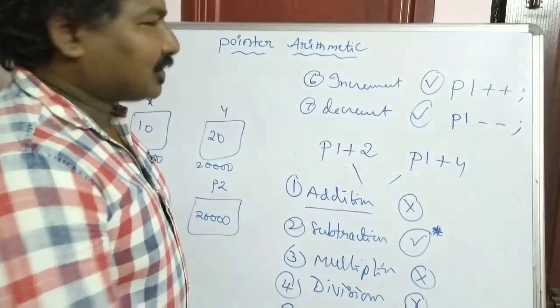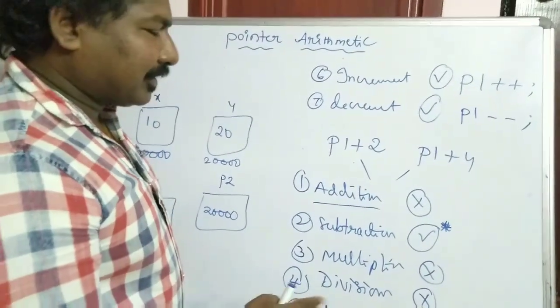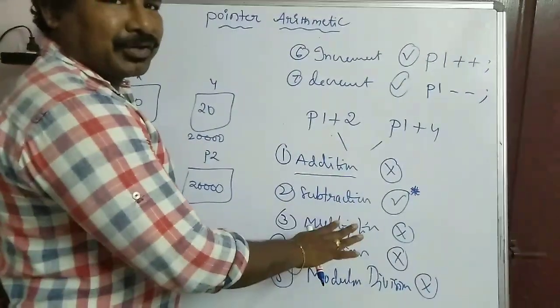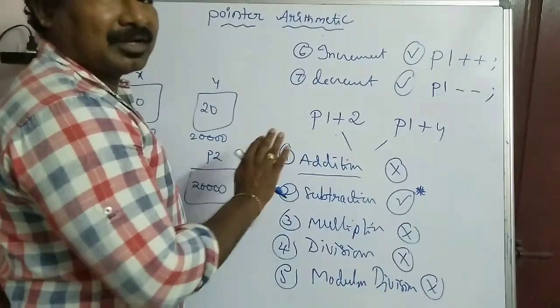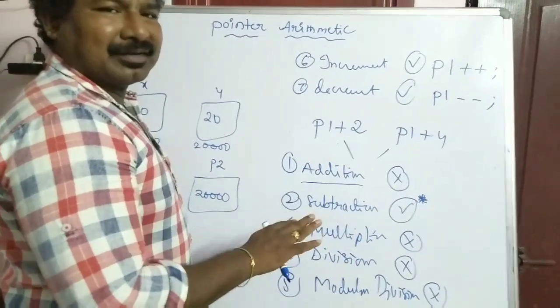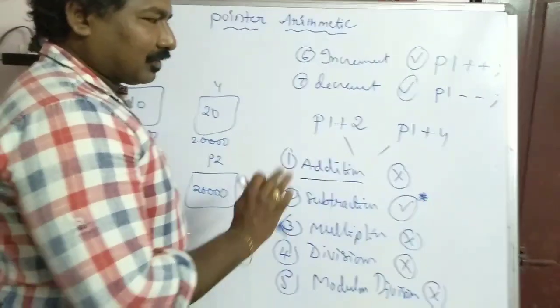So this is pointer arithmetic. Remember, friends, out of all these 7 operations, subtraction of two pointers, incrementing and decrementing are valid, and addition can be between a pointer and a number. So that is pointer arithmetic.